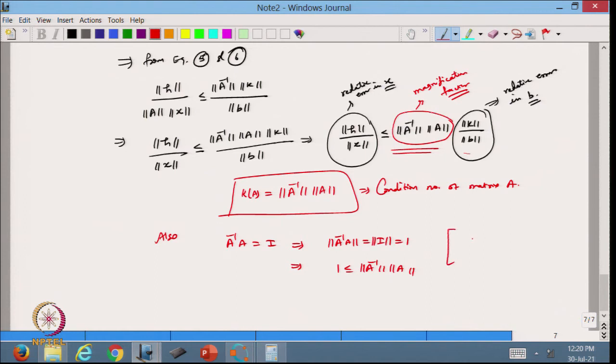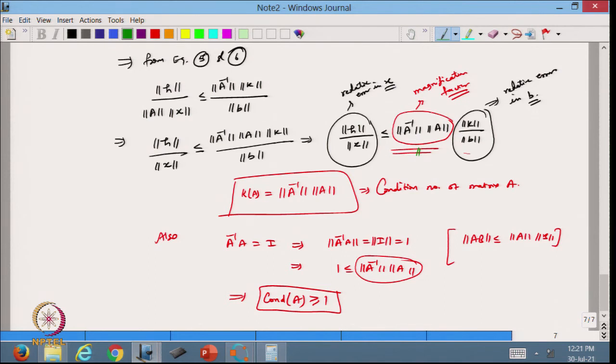I am writing here this condition, this one. So from here I can say that the condition number of the matrix A is always greater than or equal to 1. Now if this quantity is equal to 1, then a small change in B will lead to a small change in X, because even the small change in X will be smaller than the change in B.